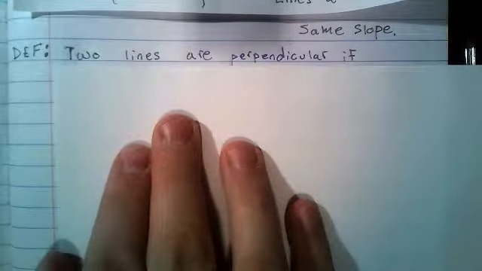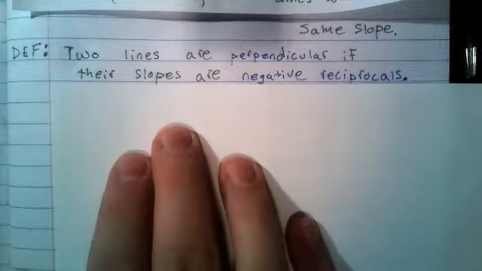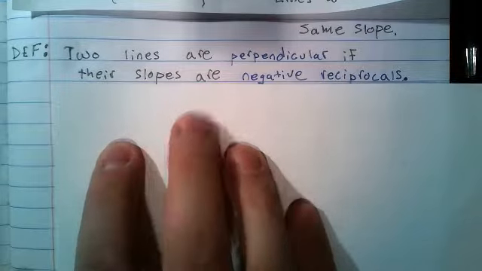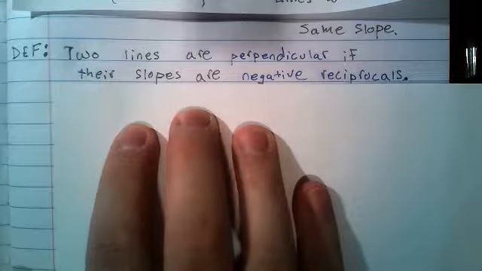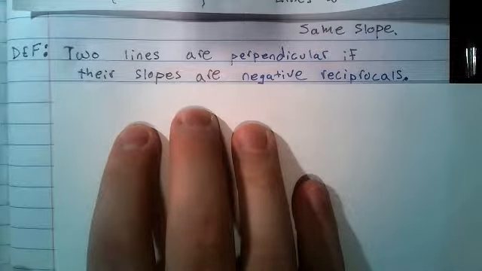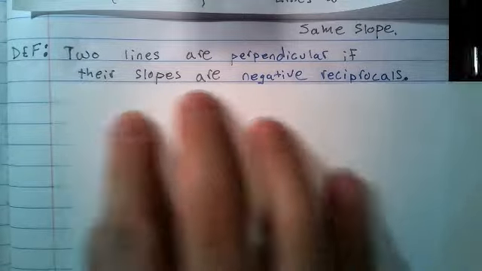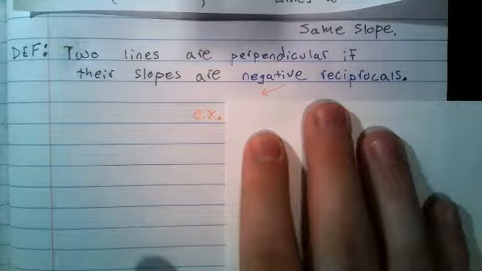So the definition of lines that are perpendicular. Two lines are perpendicular if their slopes are negative reciprocals. Negative reciprocals are two numbers whose numerator and denominator are switched and who have opposite signs. So for example, and I did this in orange, I just drew an arrow down. It's an example of a negative reciprocal.